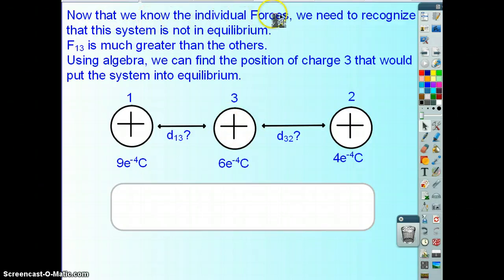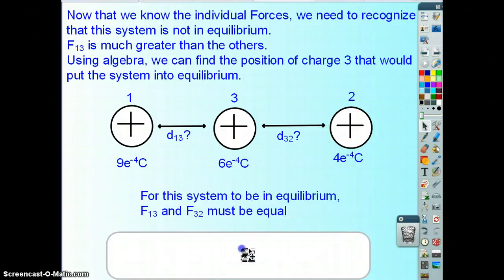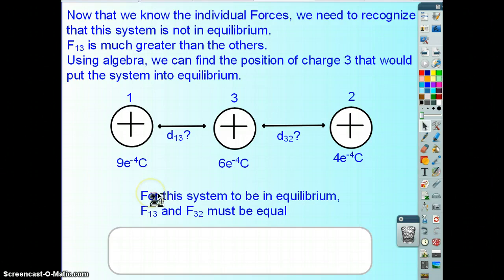So now that we know the individual forces, we need to recognize that this system is not in equilibrium. The force between charge 1 and 3 will be much greater than the force between charge 3 and 2. So what are we going to do? For the system to be in equilibrium, we're going to move charge 3 probably over this way and set force 1, 3 and force 3, 2 equal. So how do we do that? When you're going through these steps, go ahead, pause it, write down the steps, and take your time.